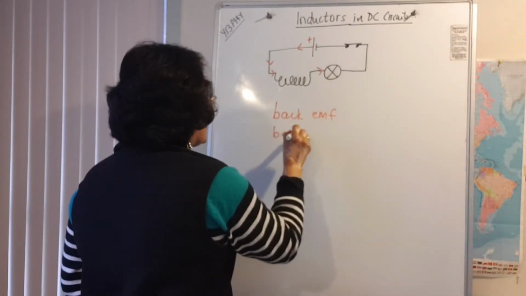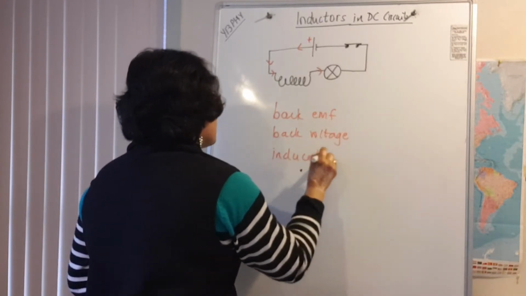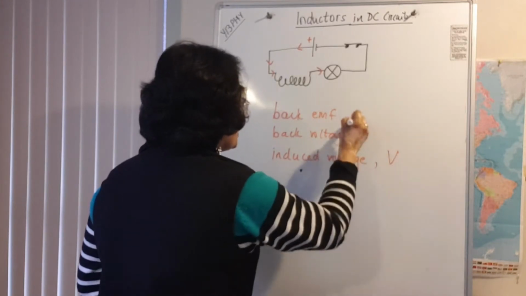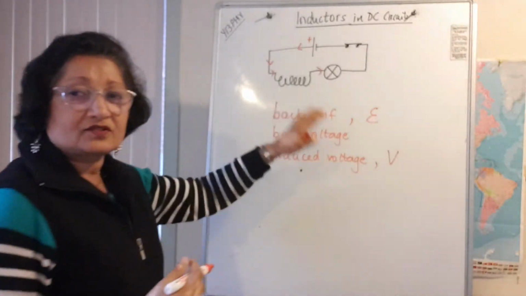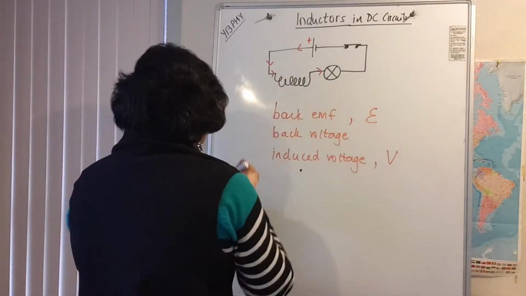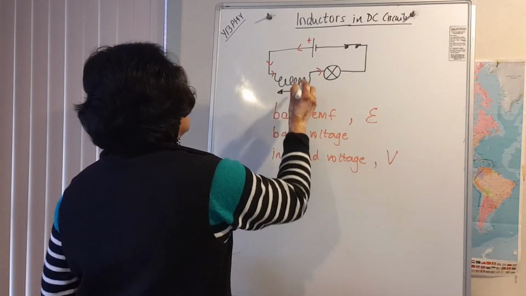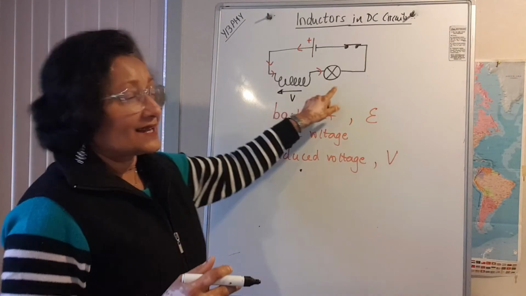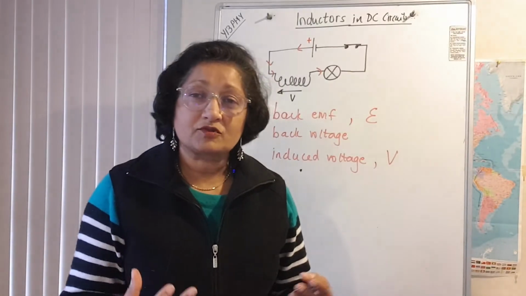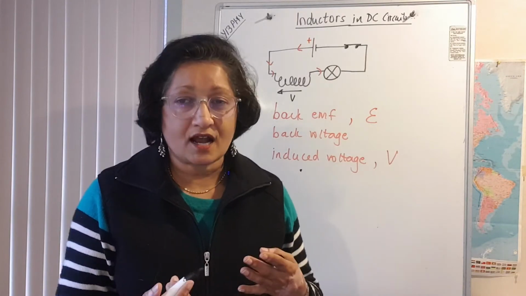It's also called the back voltage. It's also called the induced voltage. It's just many names for the same thing. The symbol for this could be V for induced voltage, or it could be the EMF sign. So you might find one of these two in them. The thing is, this back voltage actually opposes the increasing current. So a lamp in the circuit which has an inductor in it is going to take a little more time to reach full brightness, because the back voltage of the inductor is slowing the current down.